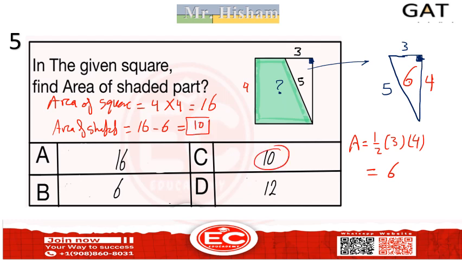Mr. Hisham, but it isn't clear that this is 3 and this is 1. This 3 should come here. It's okay, I totally agree with you, but sometimes they are not drawing the figures to scale, so you should deal with it.